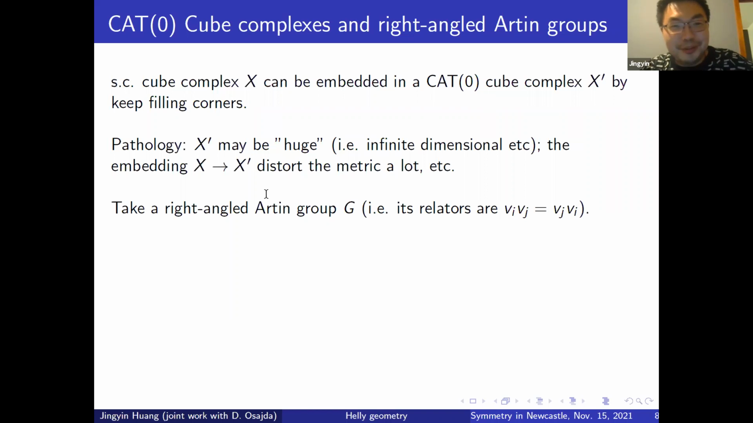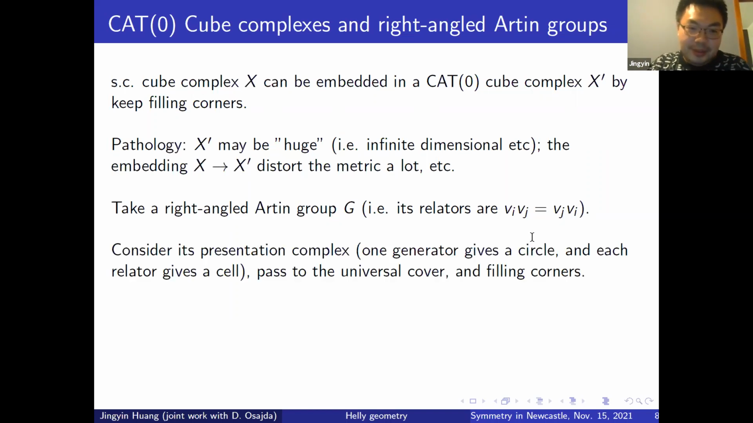But this turns out to be not the case for a very nice class of Artin groups, which is called a right-angled Artin group. So let's try to apply this filling corner procedure to a particular group. A right-angled Artin group is an Artin group where all its relators are commutators. This is the simplest class of Artin groups. So we don't see the braid relator. The only kind of relators we see are these commutators.